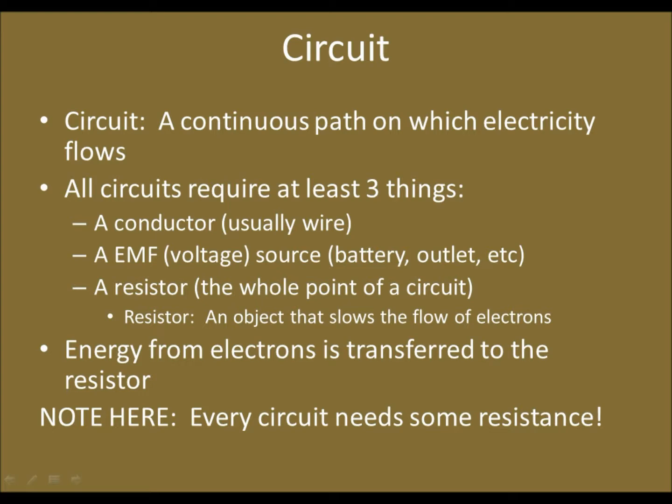Okay, a perfect example of a resistor is a toaster. Let's pick on the toaster. A toaster heats bread, right? That's its job. It makes toast. Now, it does that by slowing down the electrons so much that they give off their energy as heat inside the toaster, and that heat heats the bread.